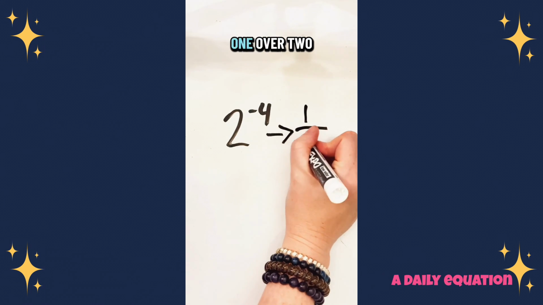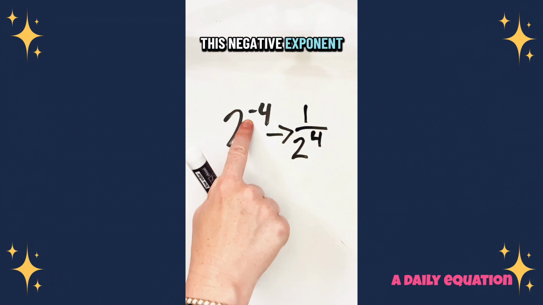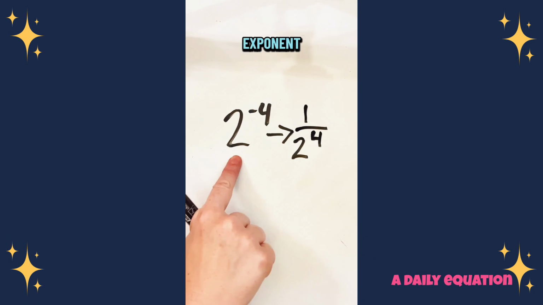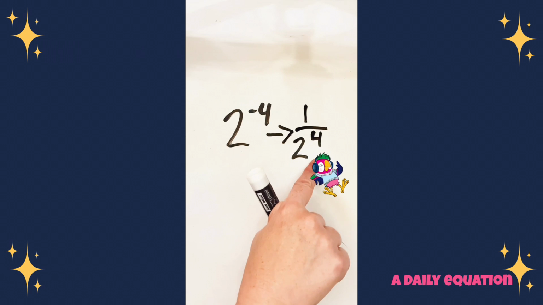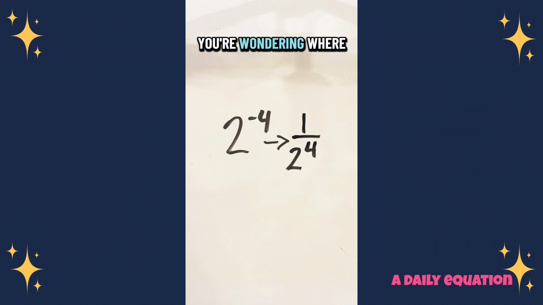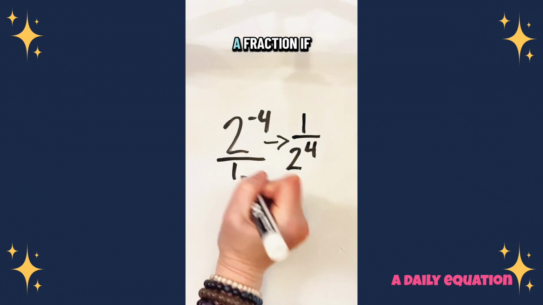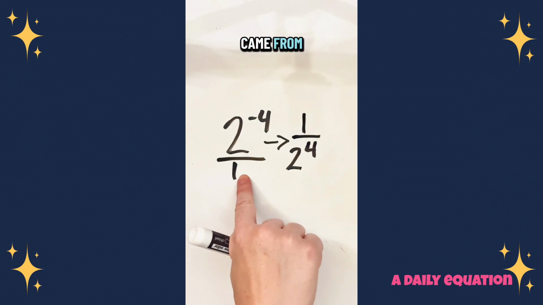We get 1 over 2 to the 4th power. This negative exponent means we flip or get the reciprocal of our exponent, and you drop that negative. He feels better once he's, I guess, maybe taking a nap below decks. I don't know. If you're wondering where this 1 came from, you can think about anything as a fraction if you pop it over 1. So that's where that mystery 1 came from.